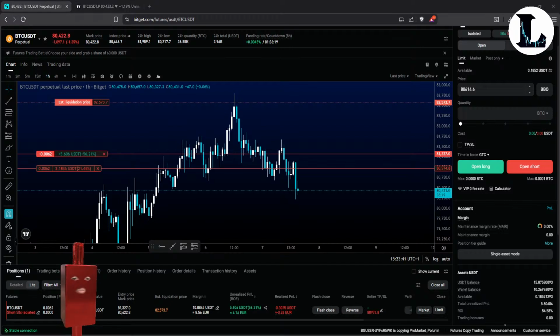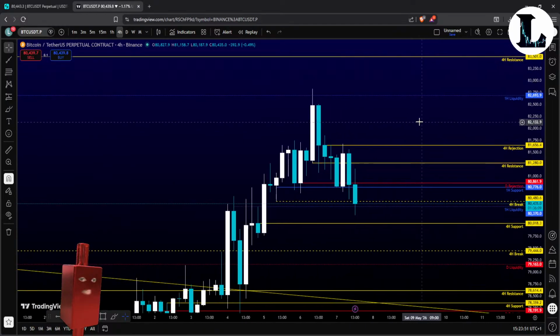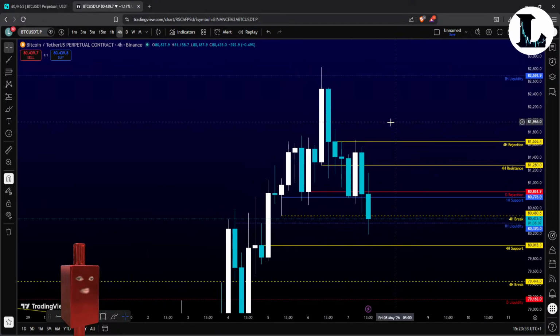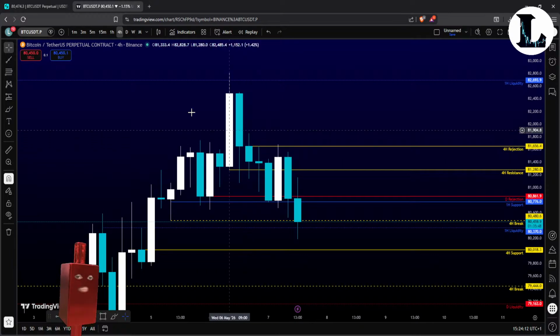Why? Let's go to the chart. Okay, sorry. Starting on the 4 hour. So yesterday we got a nice rejection here on this 4. That means the price rejected to go above this 4 and turn this into a support candle. Okay, got a nice rejection here.